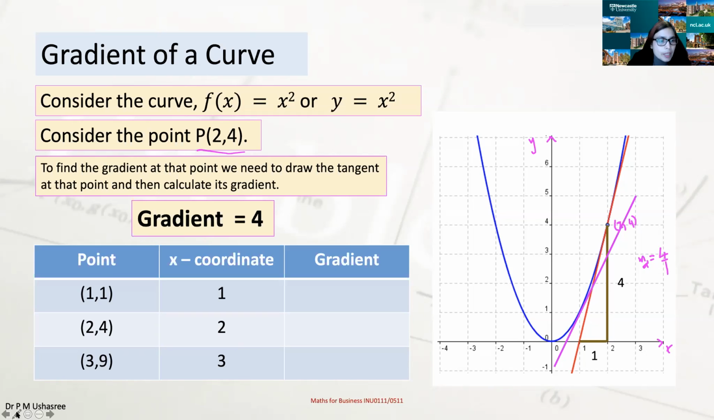Now let me take another point. For this one, the gradient is going to be 4. What about the point (1, 1)? That is here.